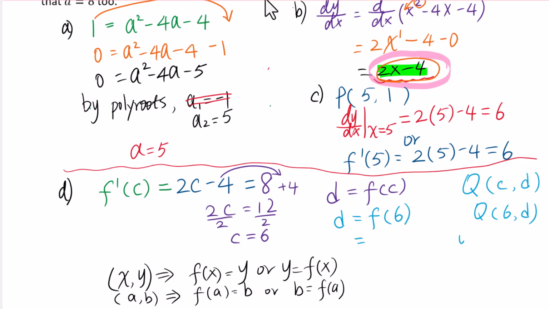We know y equals x squared minus 4x minus 4. So we do the substitution. Substitute the x for 6. 6 squared minus 4 times 6 minus 4. Go to calculator. We can get 8. So we proved d equals 8.